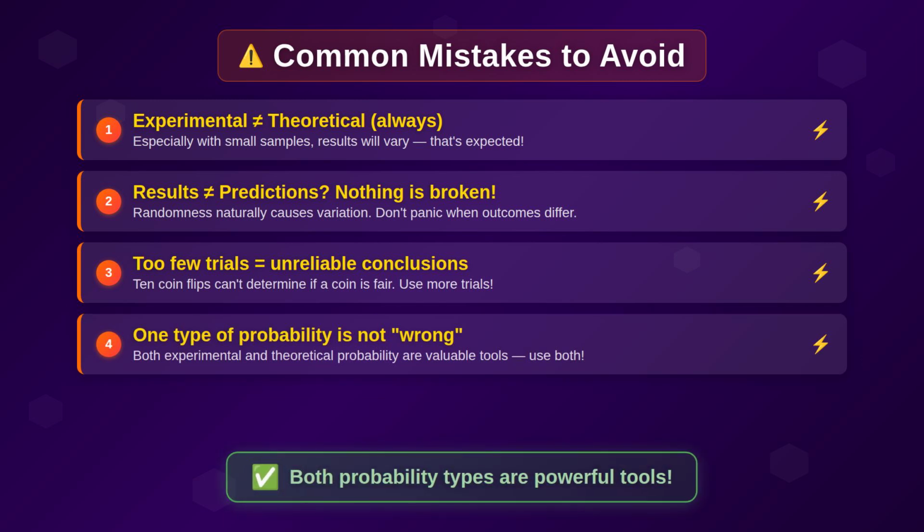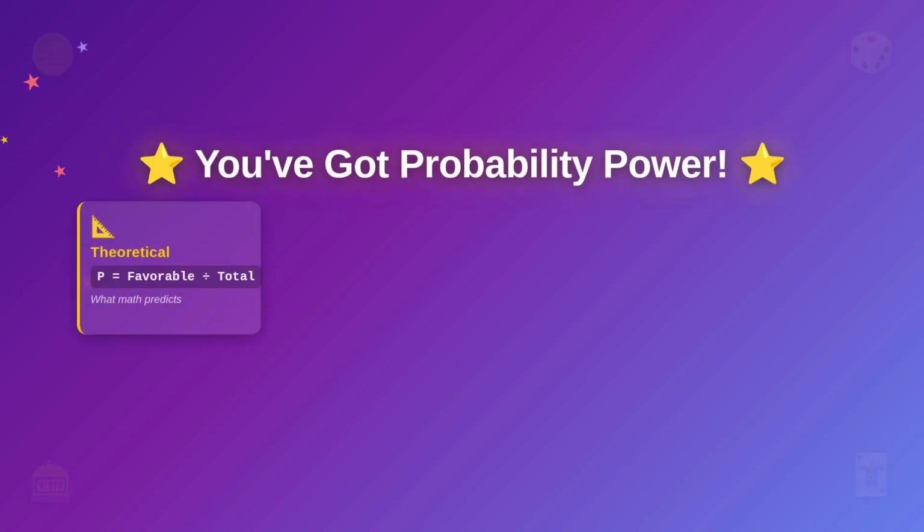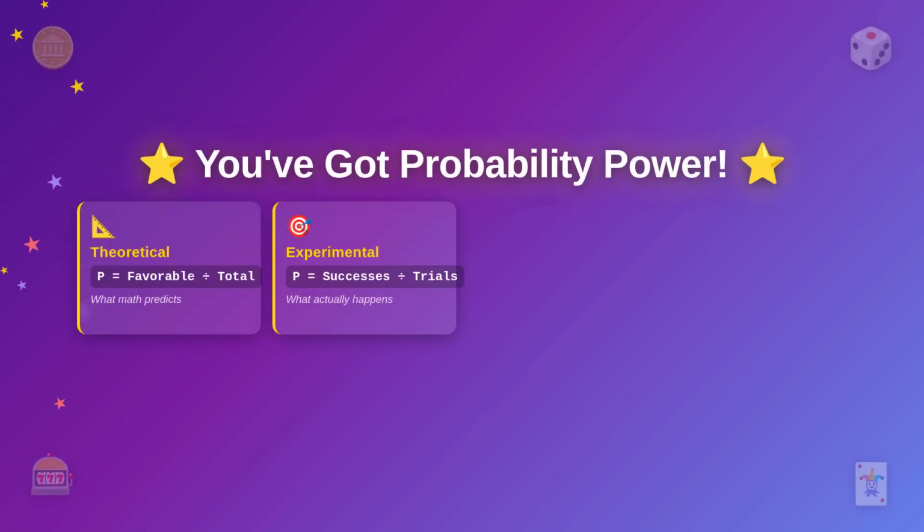Before we wrap up, let's talk about mistakes students often make. Number 1, assuming experimental probability will always equal theoretical probability. It won't, especially with small samples. Number 2, thinking something is broken or wrong when results don't match predictions. That's just how randomness works. Number 3, using too few trials to draw conclusions. 10 flips of a coin is not enough to say the coin is unfair. Always remember, both types of probability are useful tools, and neither one is wrong.